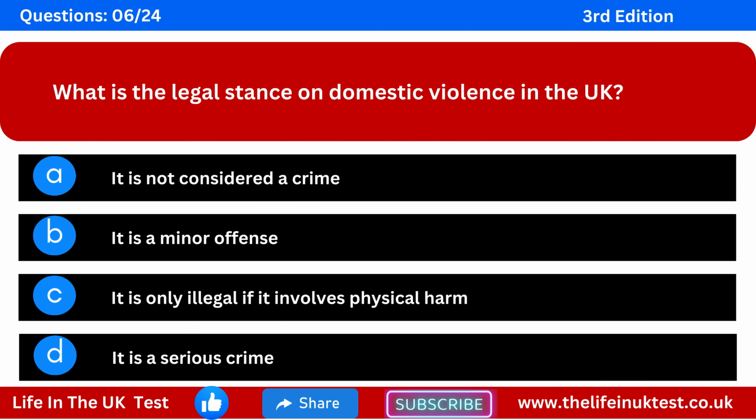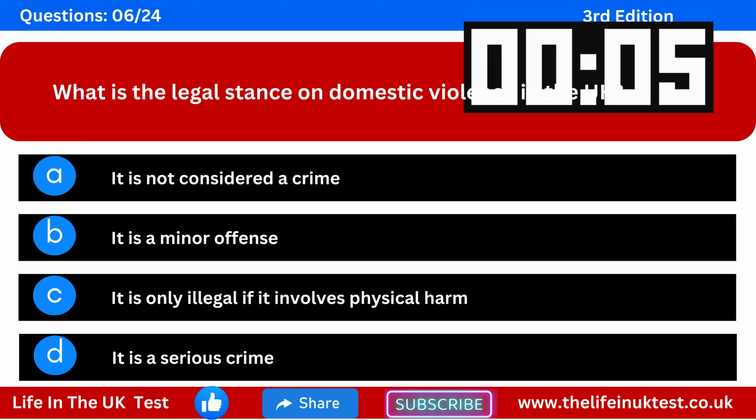What is the legal stance on domestic violence in the UK? Option A, it is not considered a crime. Option B, it is a minor offence. Option C, it is only illegal if it involves physical harm. Option D, it is a serious crime.